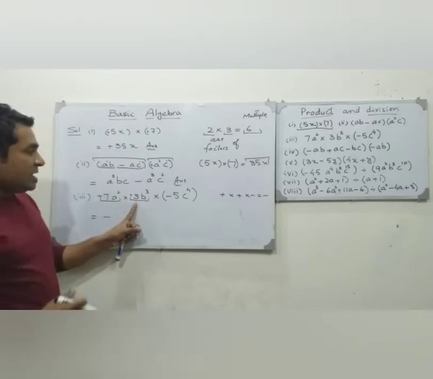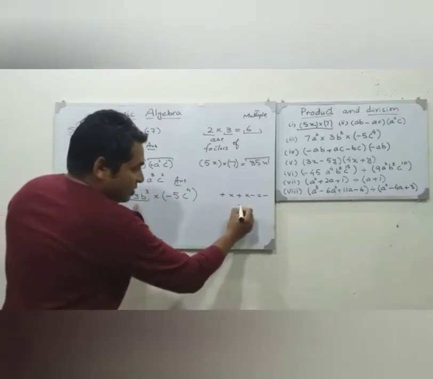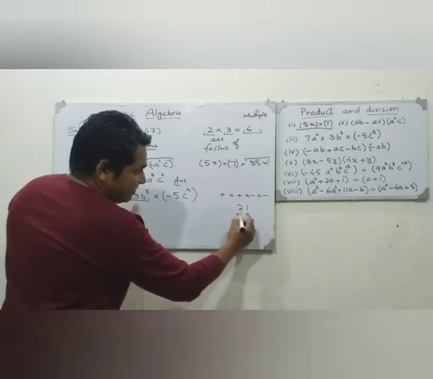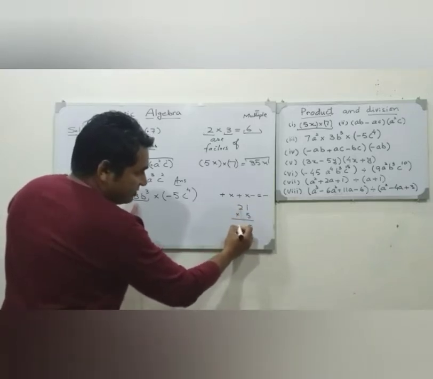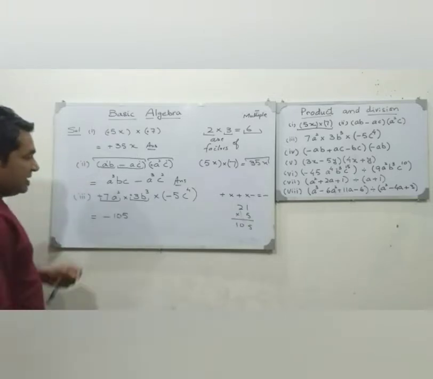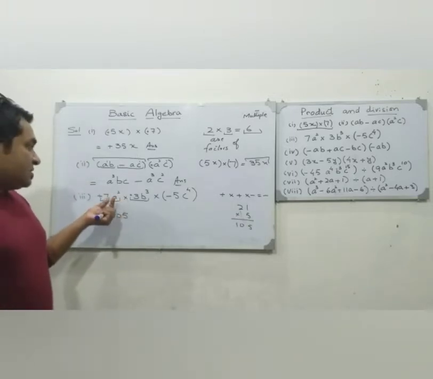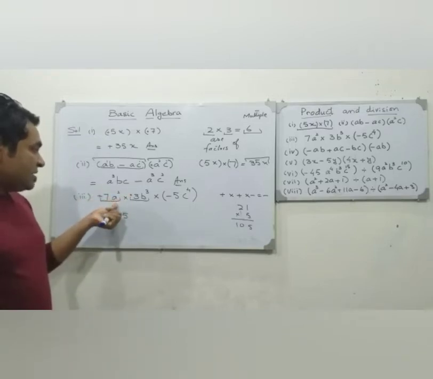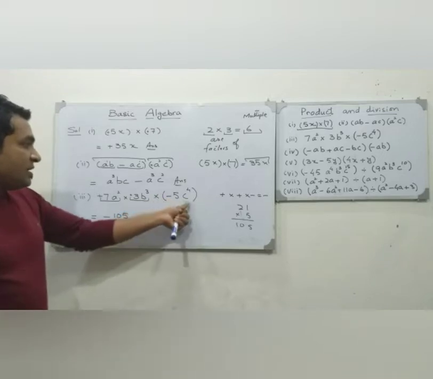7 threes are 21, and 21 fives are 105. 5 times 5 ones are 5, and 5 twos are 10. So it is 105. Then we have to multiply the variables now. So it is a squared, it is b cubed, and it is c^4.